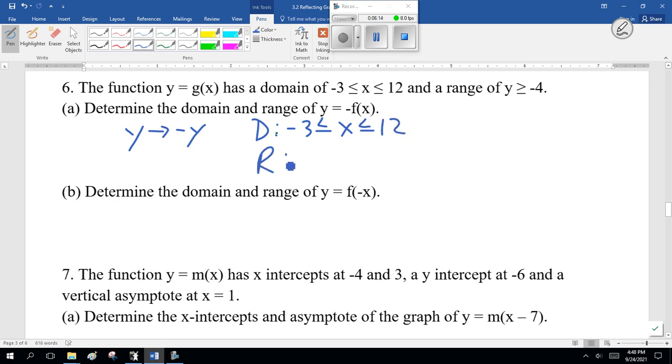My range, on the other hand, I multiply that by -1. So I'd end up dividing both sides by -1, so y is less than or equal to 4. Okay?